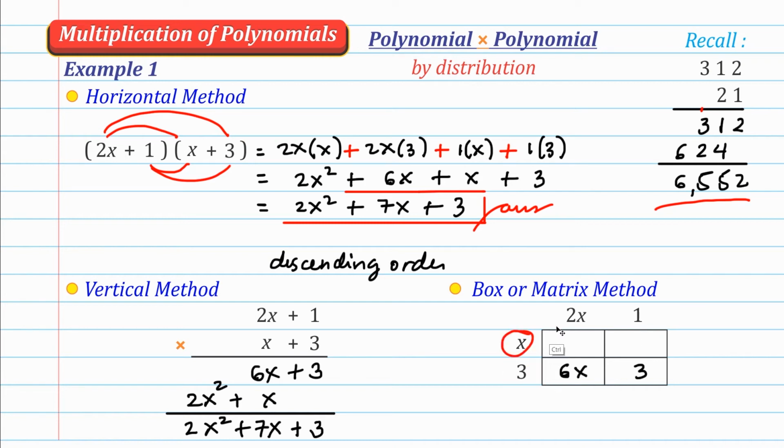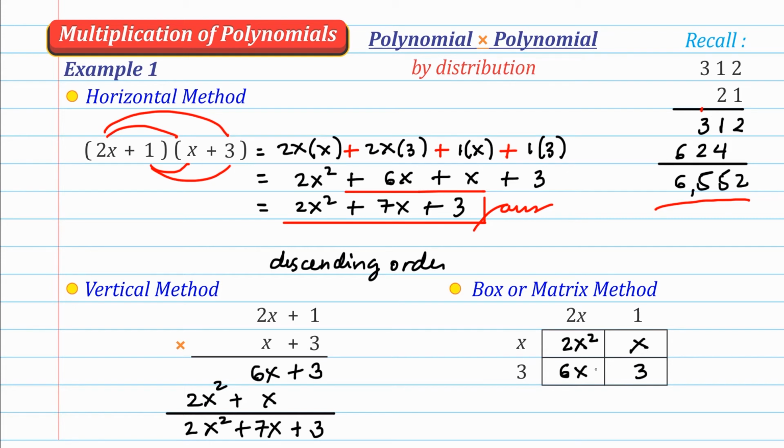This time, let's distribute x. So x times 2x we know is 2x squared. And then finally, distribute x to 1. We have x times 1 is x. Now, what is the final answer?